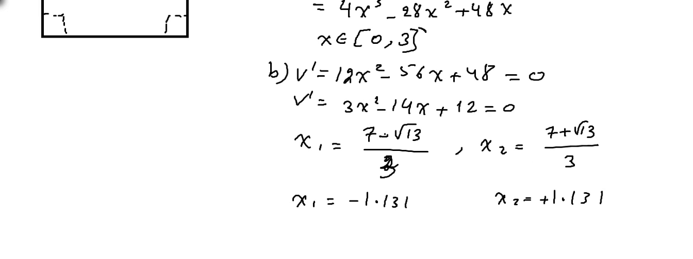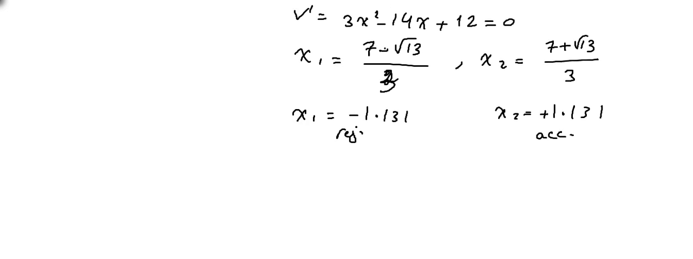No, because x is a value. We are taking it from the corner. So this one is not an accepted value. This is a rejected value. So the only accepted value will be x2, which is 1 plus 1.131. And this value makes the maximum. This value makes the maximum volume of the box, right?